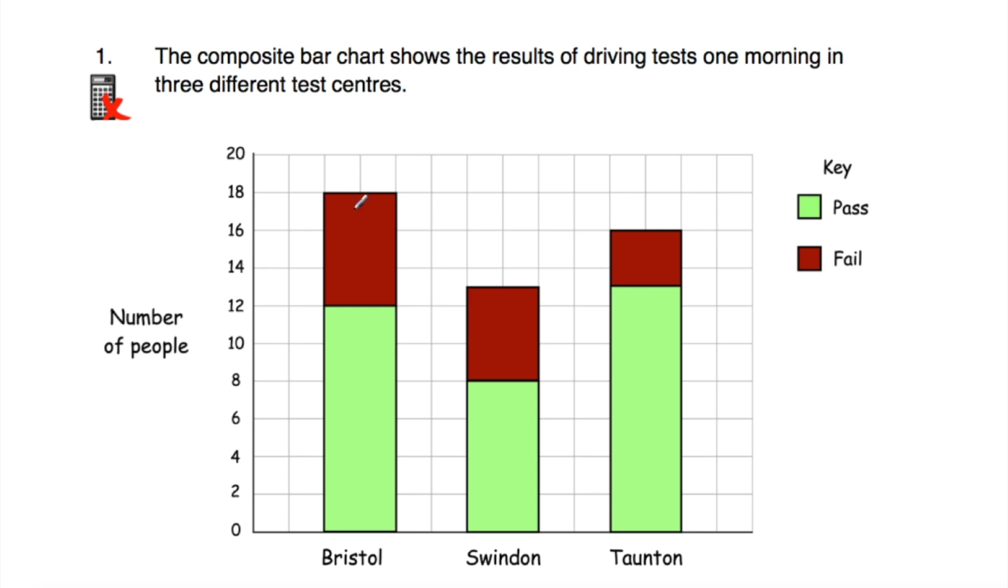So these people failed. Because it's 18 altogether and 12 passed, that must mean that 6 failed, because 12 plus 6 is equal to 18. And let's just check that. We've got 12, and then here, in terms of fail, to go from 12 to 14, that's going up 2, 4, 6. So that's it. And then obviously you've got Swindon and Taunton as well. So let's have a look at part A.